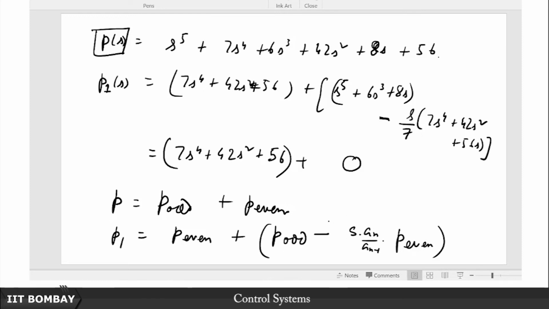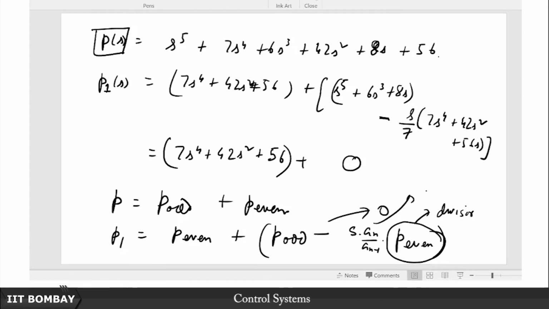Now if this turns out to be 0, then what does it mean? It means that this p even is a factor of p odd, because p even, this is, remember, the divisor, this is the quotient, and this is the dividend in the long division, isn't it? So this is the dividend, this is the quotient, this is the divisor.